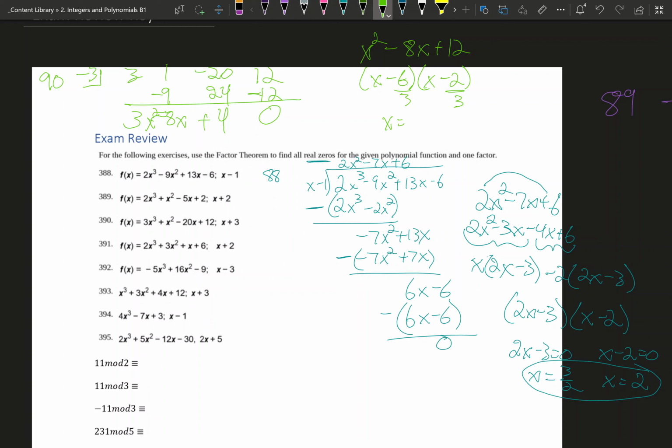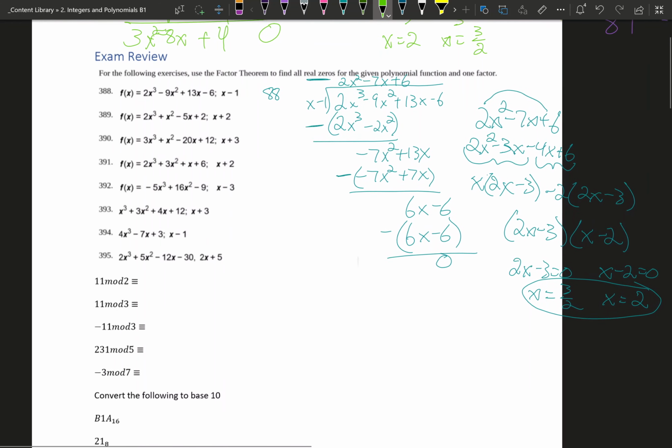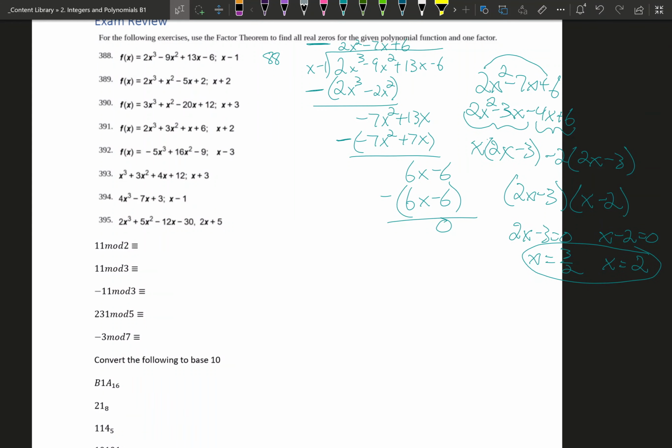So our other zeros are going to be x is equal to positive 2, because we end up with x minus 2 as this factor here. And then a positive 2/3 here, because we have x minus 2/3, or you could also rewrite that as 3x minus 2. So you can do slide and divide, you can do factoring by grouping, whichever works best for you.